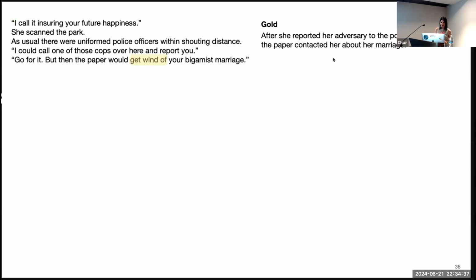Here's another example. This one is a little bit more violent. I call it ensuring your future happiness. She scanned the park. As usual, there were uniformed police officers within shouting distance. "I could call one of those cops over here and report you." "Go for it, but then the paper would get wind of your bigamist marriage."